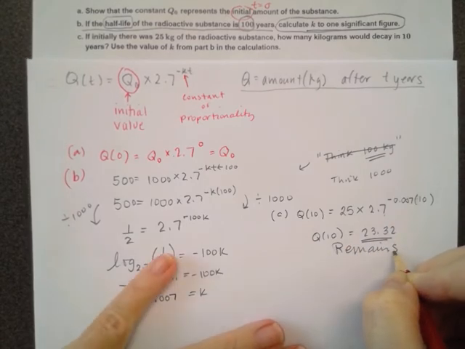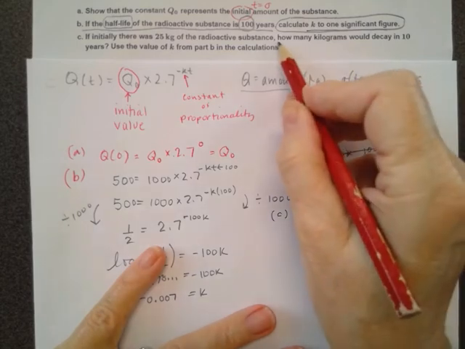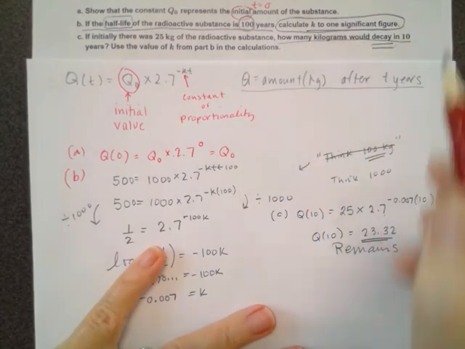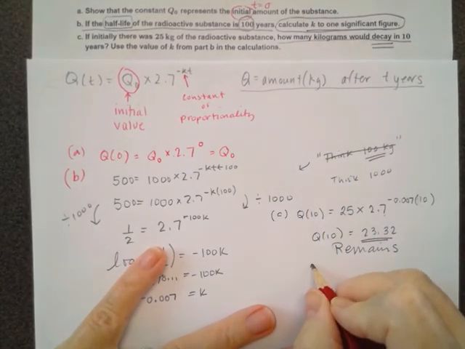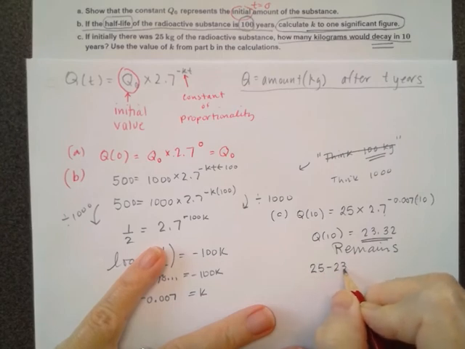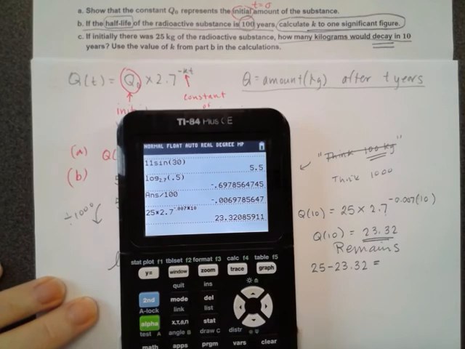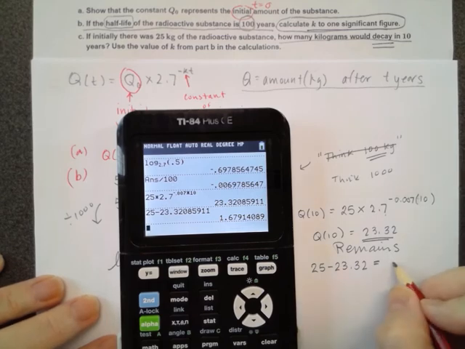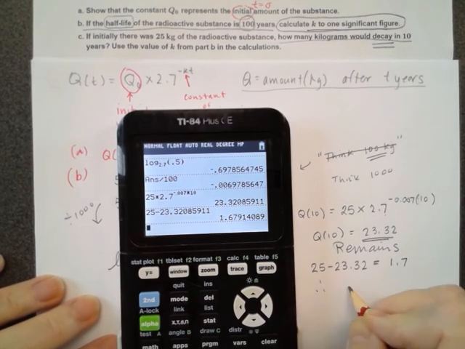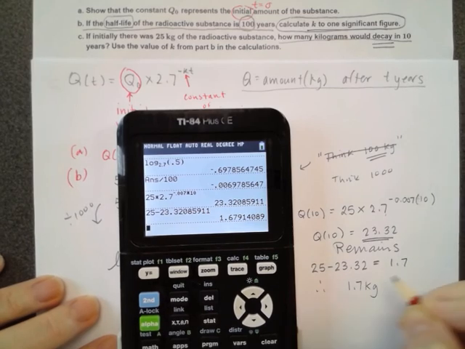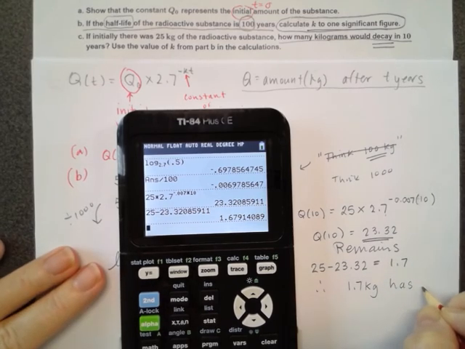They're asking me how many kilograms would decay. So I need to do the initial minus how much is remaining to figure out how much has decayed. So I go 25 minus that answer I got. I get 1.7, we'll just say. Therefore, 1.7 kilograms has decayed. That's it.